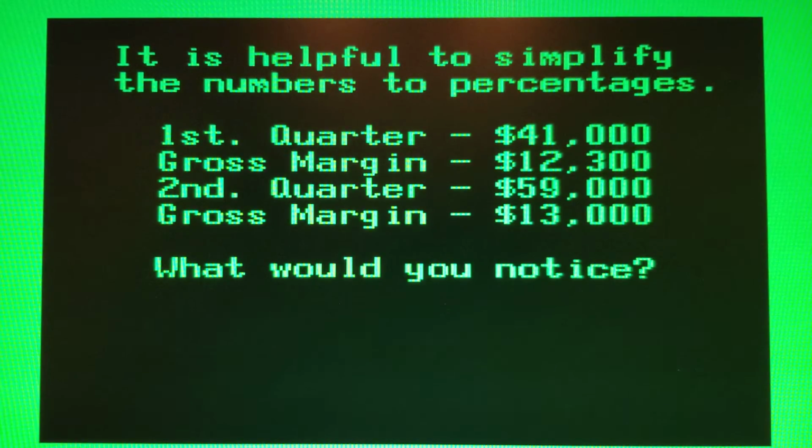Sometimes it is helpful to simplify the numbers by reducing them to percentages. For example, if sales in the first quarter were $41,000 and gross margin was $12,300, while second quarter sales and gross margin were $59,000 and $13,000, what would you notice?